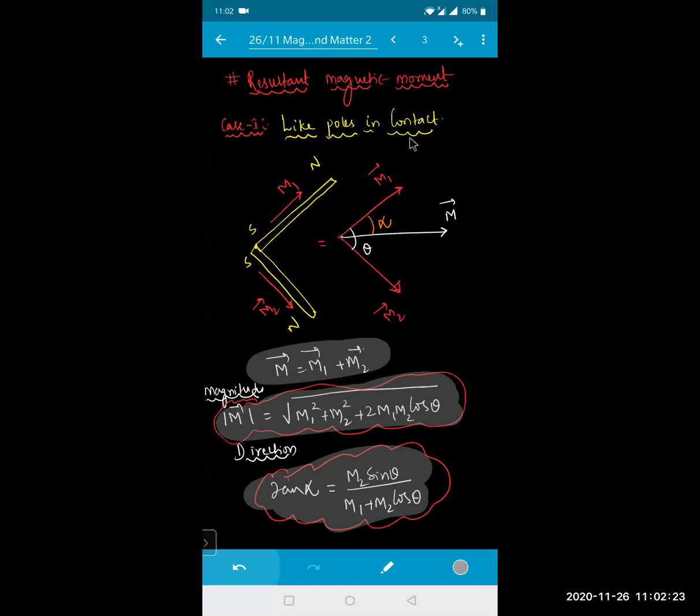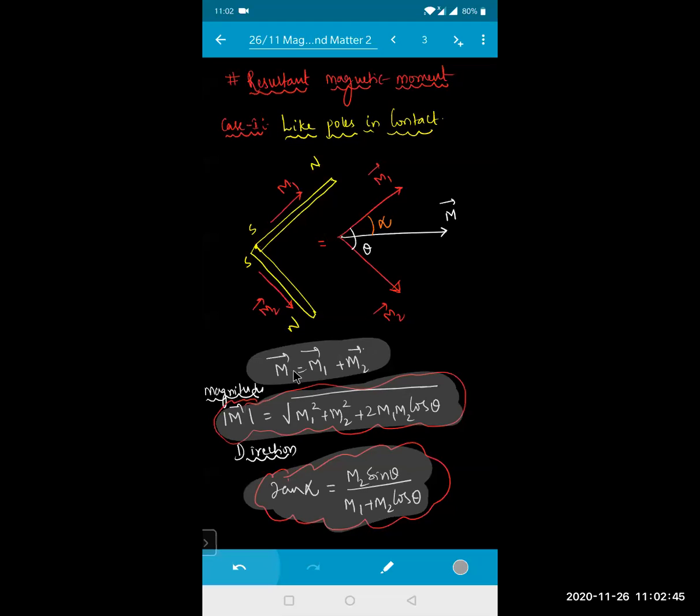When two like poles are in contact, like south and south or north and north, the magnetic moment is from south to north కాబట్టి దీని M1 తీసుకుంటున్నాను, దీని M2 తీసుకుంటున్నాను, లేకపోతే దీని M1 దీని M2 తీసుకోండి, doesn't make any difference. So M1 and M2 are both vectors కాబట్టి angle between them is theta. The resultant is given by M bar. This M bar is making angle alpha with the first vector.